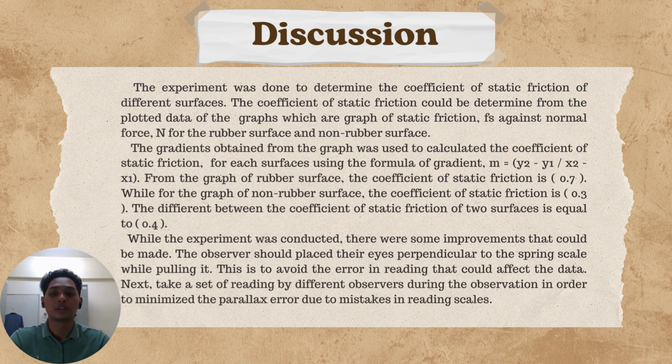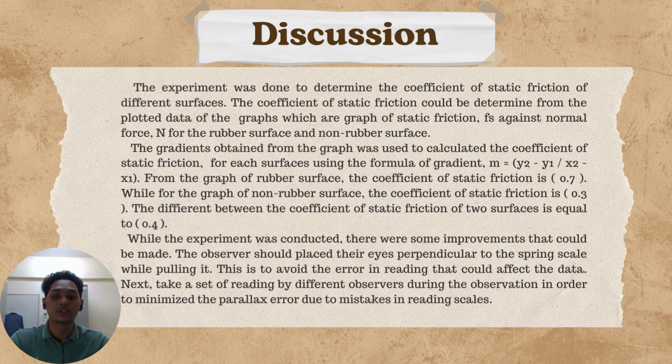From the graph of the rubber surface, the coefficient of static friction is 0.7, while from the graph of the non-rubber surface, the coefficient of static friction was 0.3. The difference between the coefficients of static friction of the two surfaces is equal to 0.5.